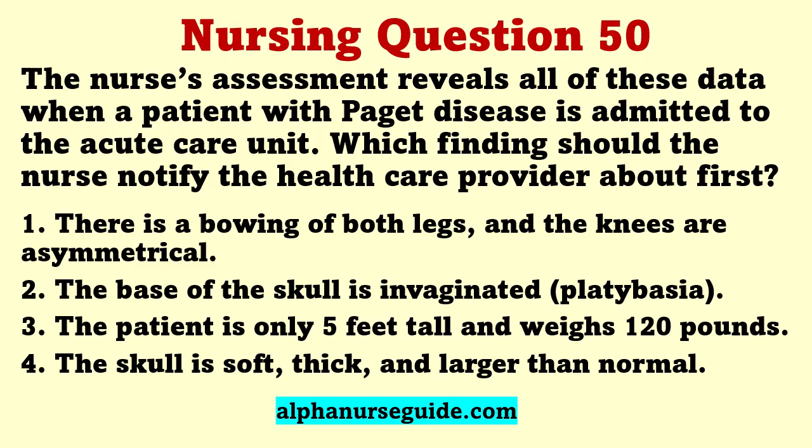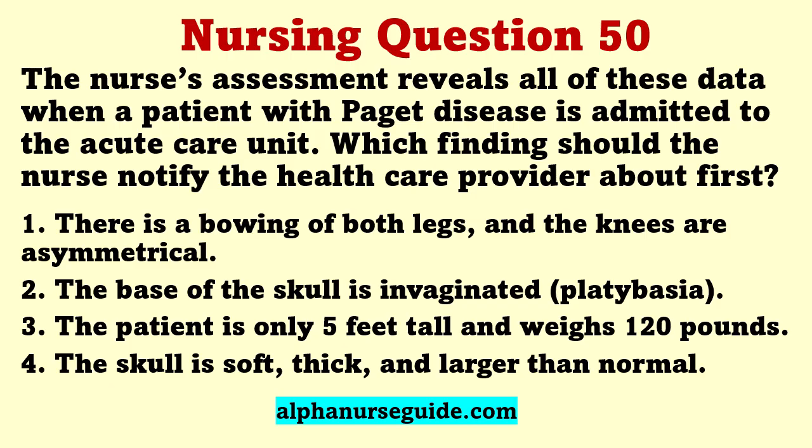The nurse's assessment reveals all of these data when a patient with Paget disease is admitted to the acute care unit. Which findings should the nurse notify the healthcare provider about first? 1. There is a bowing of both legs, and the knees are asymmetrical. 2. The base of the skull is invaginated, platybasia. 3. The patient is only 5 feet tall and weighs 120 pounds. 4. The skull is soft, thick, and larger than normal.